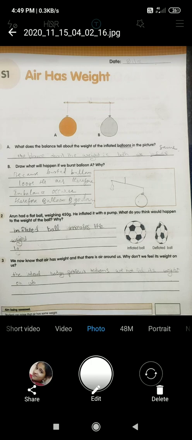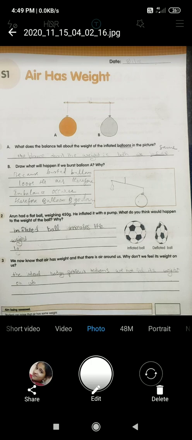Then B1, draw what will happen if we burst balloon A. Why? If we burst any one of the balloons, then what will happen? That diagram you have to draw here. Okay, and why it happens like that, that also you have to give the reason.